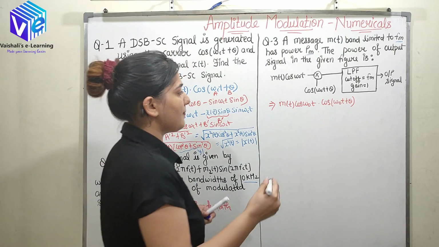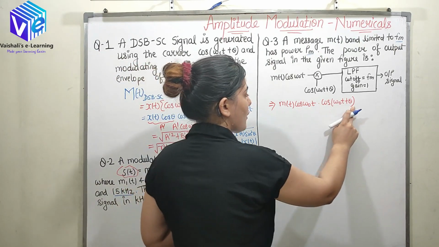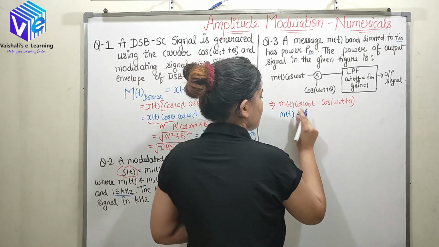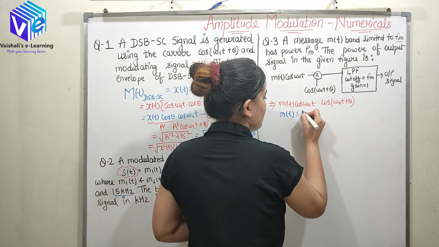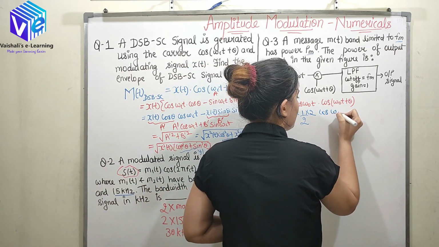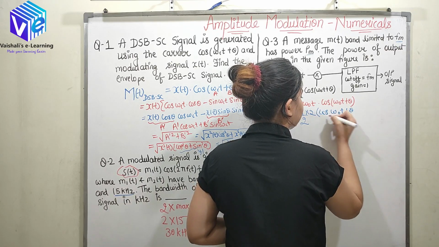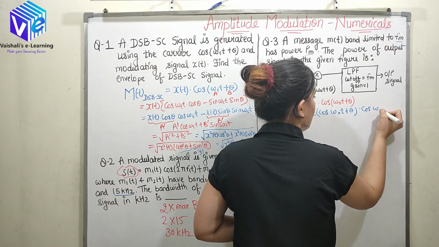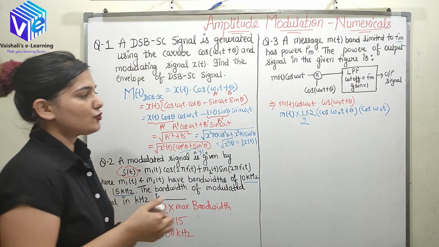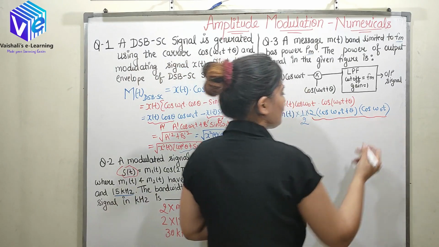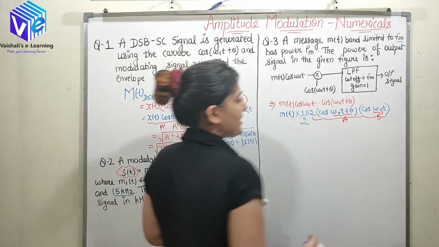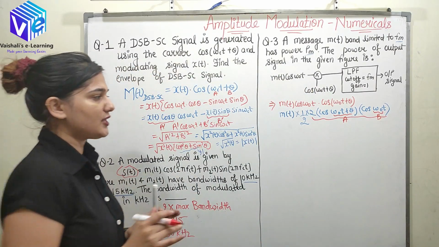Now I hope you remember the formula of 2 cos A cos B. So I can actually represent this signal as m(t) into 1/2 multiplied with 2 cos(ω₀t + θ) cos ω₀t. So I hope this is clear why I did it, so that it will make the formula of 2 cos A cos B. So now this is my A and this is my B. What is the formula of 2 cos A cos B?